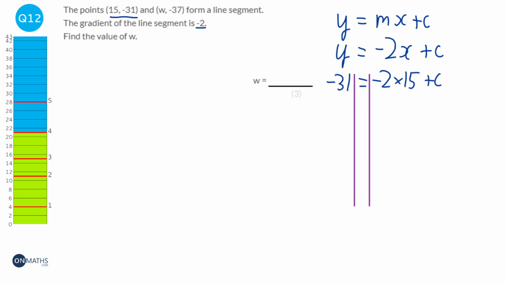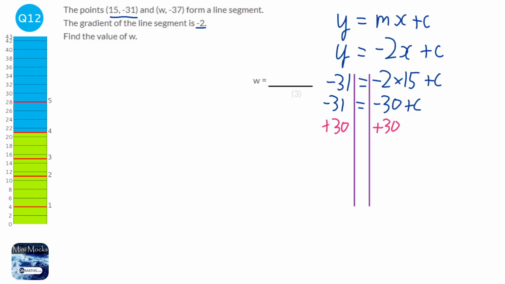So first thing I'm going to do is, well, just tidy this up. 2 times 15 is 30, so -30 plus c, and I'm just going to add 30 to both sides to get c on its own. So that would be -1 equals c. So c is -1. So we now know that the equation is y equals -2x minus 1.